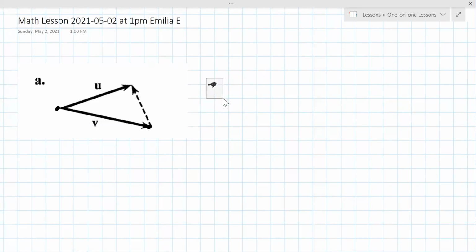Well, isn't the third vector just a dotted one? Say that again. Because it says label a third vector. Isn't the third vector just the dotted one? They want you to say like u plus v, u minus v, u minus 2v, 2u plus v, something like that. It's like, how do you get this third one from these two?